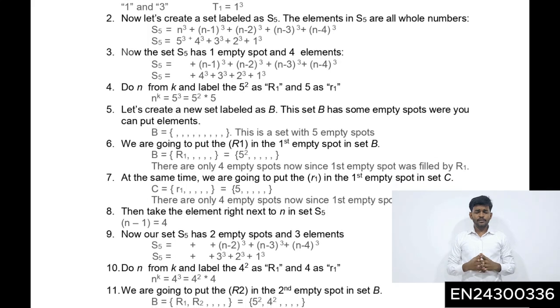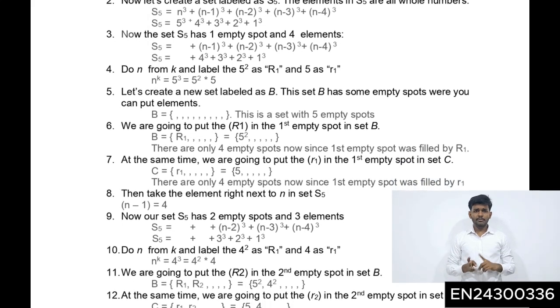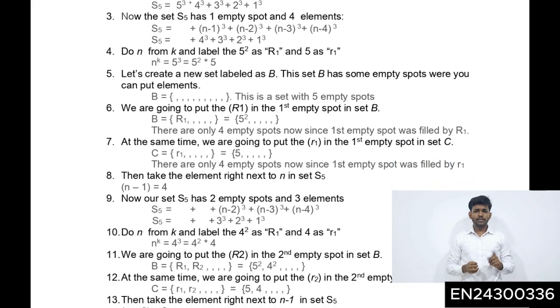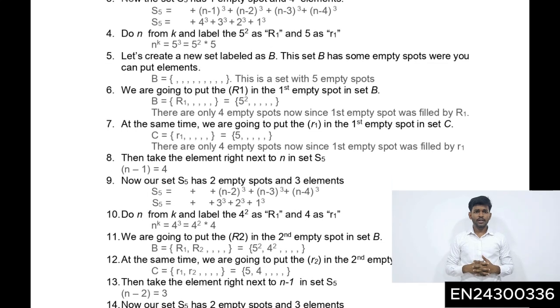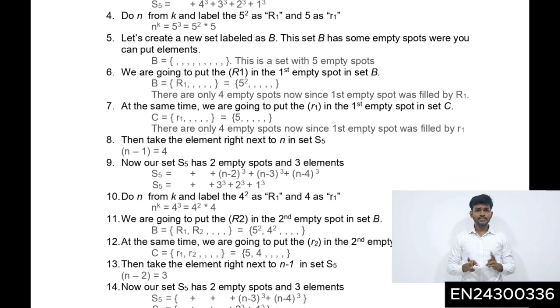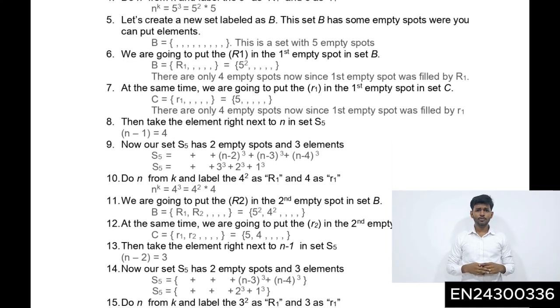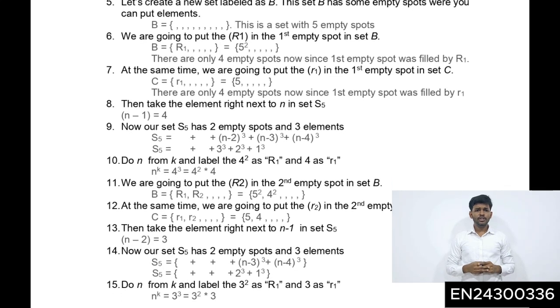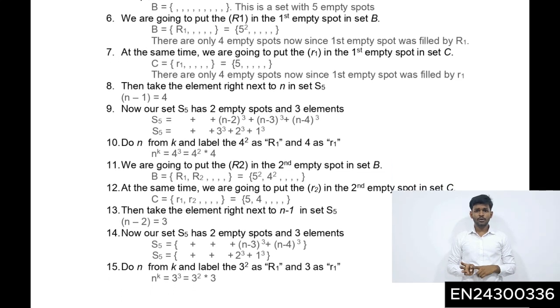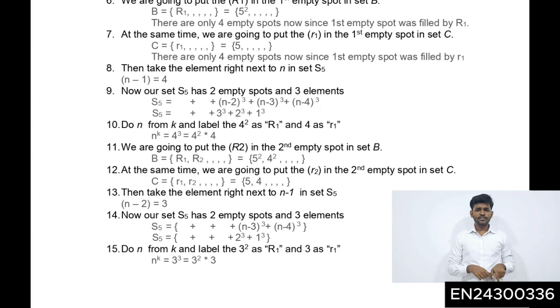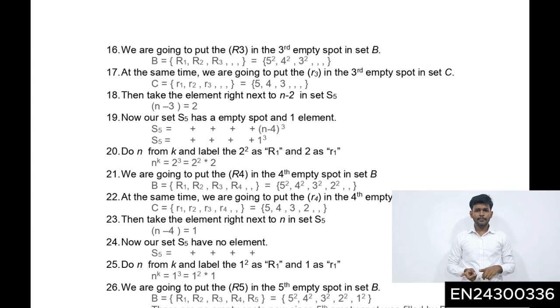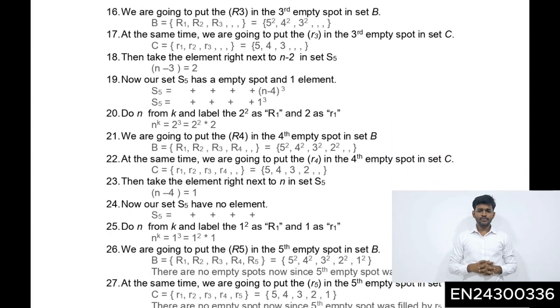So we divide 5 to the power 3 into 5 to the power 2 multiplied by 5 to the power 1. We put the 5 to the power 2 into the set B and 5 to the power 1 into set A. If n equals 4, t4 equals 4 to the power 3. So we divide 4 to the power 3 into 4 to the power 2 multiplied by 4 to the power 1. We put the 4 to the power 2 into the set B and 4 to the power 1 into set A. We do it up to n equals 1.